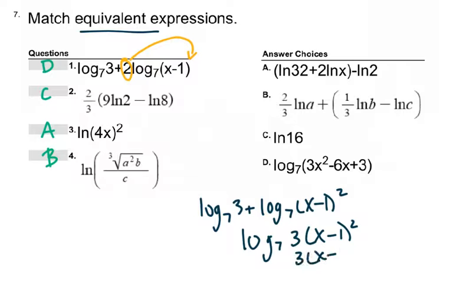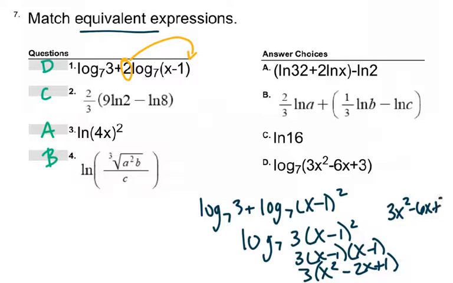So remember, x minus 1 squared means x minus 1 twice. So I'm going to do the 2 parentheses first, and then I'm going to distribute that 3. So I get 3x squared minus 6x plus 3. So that's how I get d.